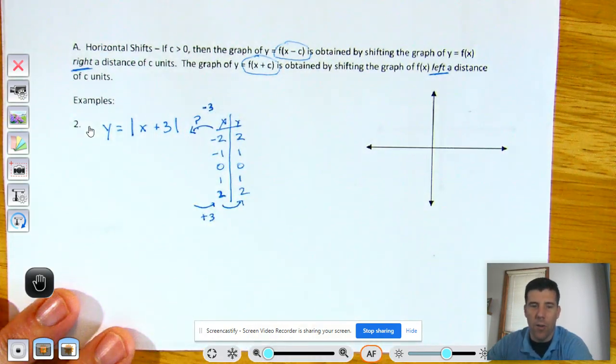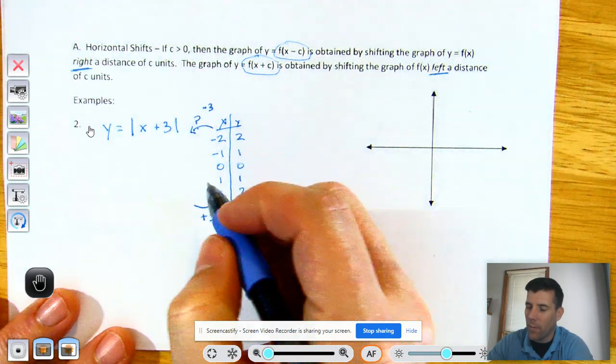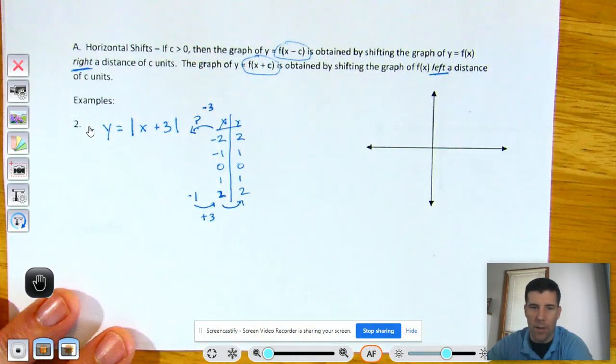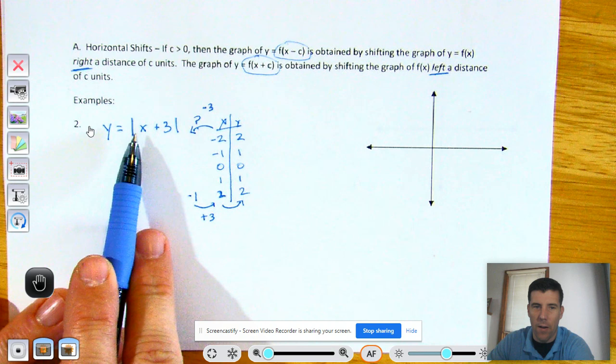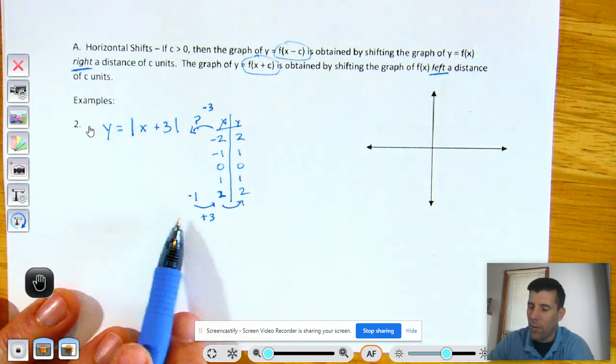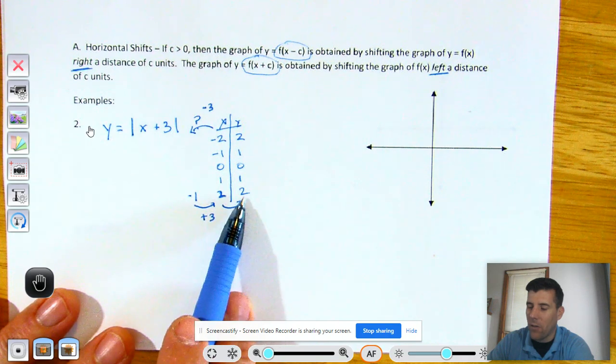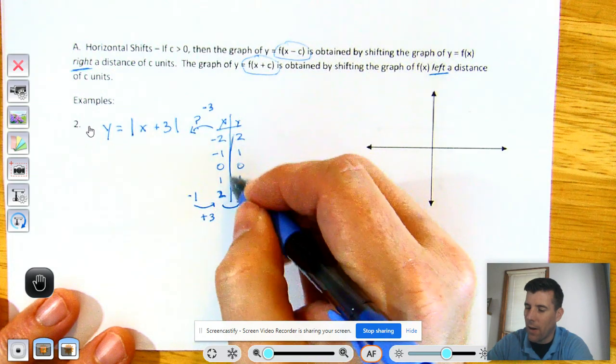And so I don't know if you've ever thought through it, but that's why we do the opposite here. So for example, 2 minus 3 is -1. Now let's look at what happens. If I put -1 in there and I add 3, going this way, I get 2. I take the absolute value of that and I get 2, which means the point -1, 2 is going to be on this graph. There's my y values.